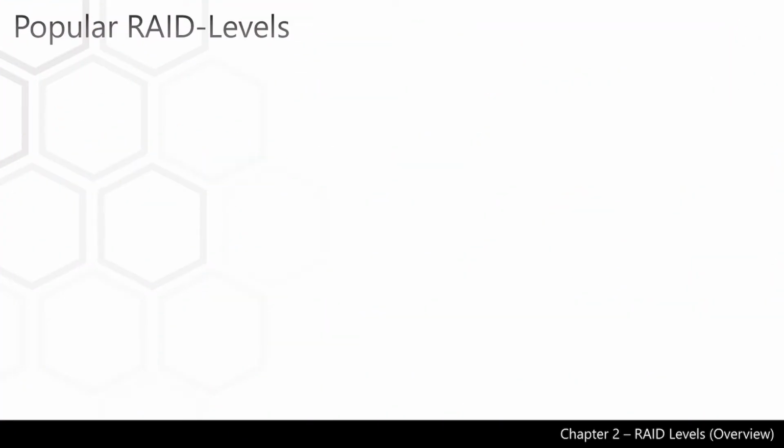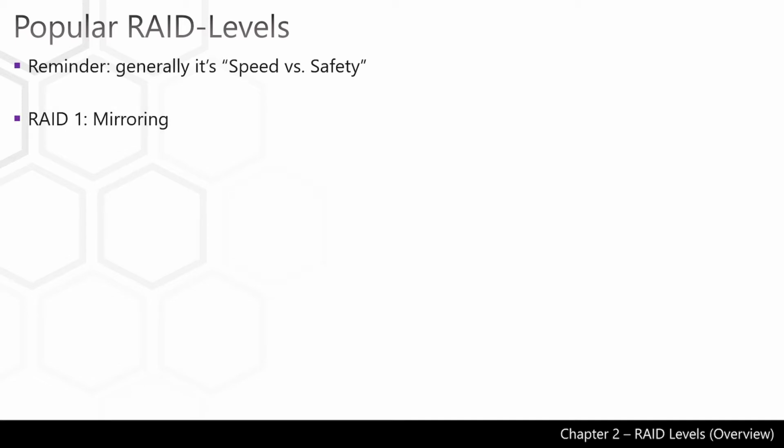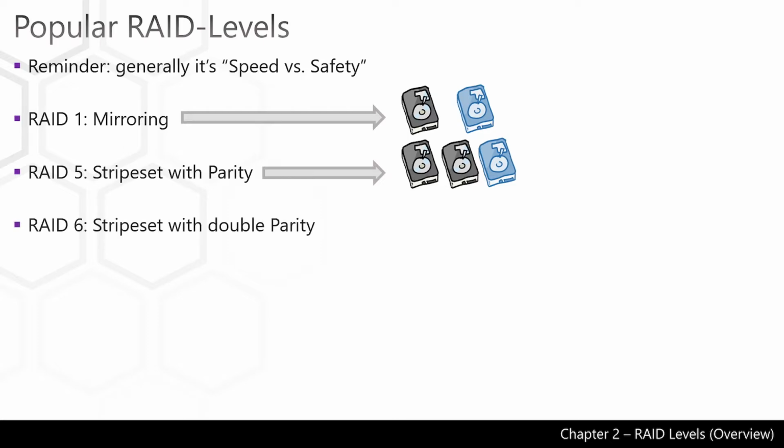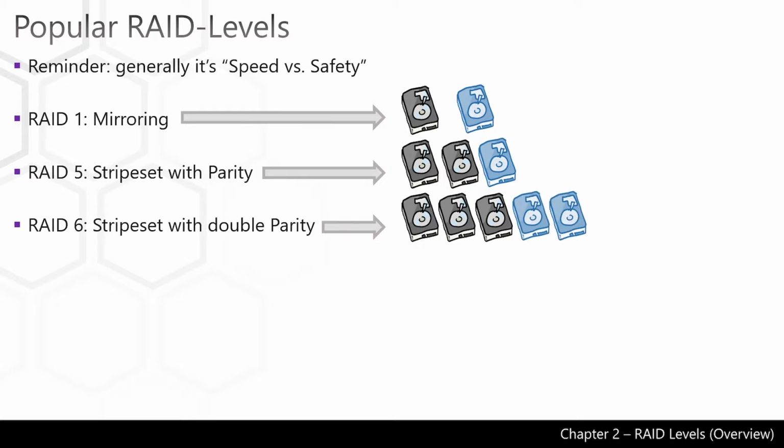So what are the most popular RAID levels? I will first give you a brief overview and after that I will go into more details. Generally, it's speed versus safety. So we have RAID level 1, which is mirroring. So one disk mirrors the data to a second disk. Then we have RAID 5, which is a stripe set with parity. So you have a bunch of disks and on a separate disk you have parity information. With a RAID 6, which is a stripe set with double parity, it's almost the same as with the RAID 5, you just have two disks with parity information.